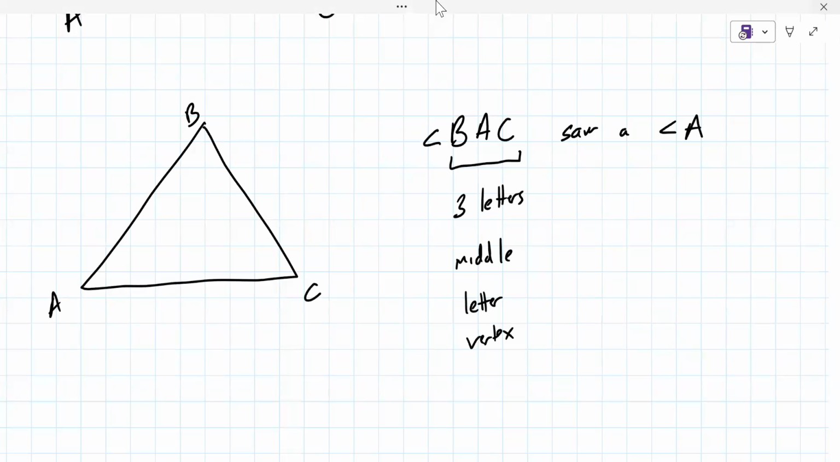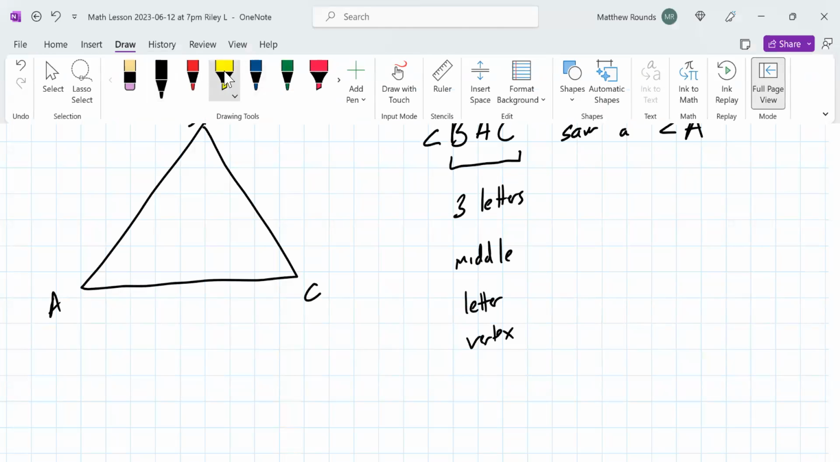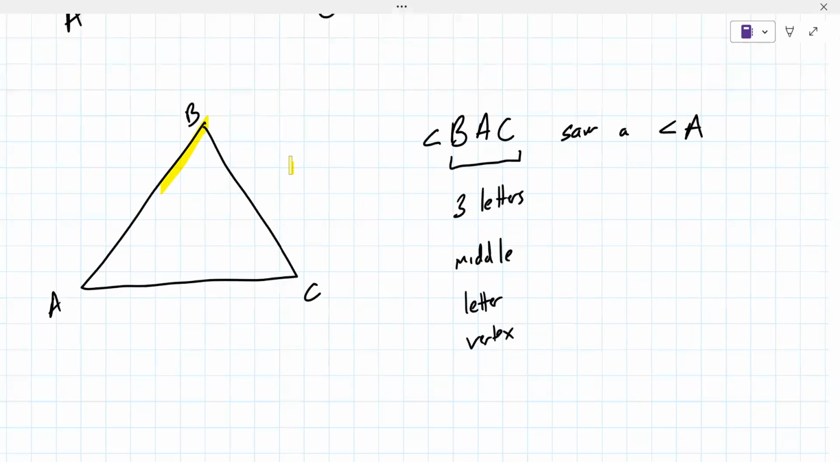Okay, so if you can imagine starting at B, going to A, and then over to C. That's what this means right here. B to A to C. But you can also refer to it as just angle A. But in your book or in your class test, you may see both.